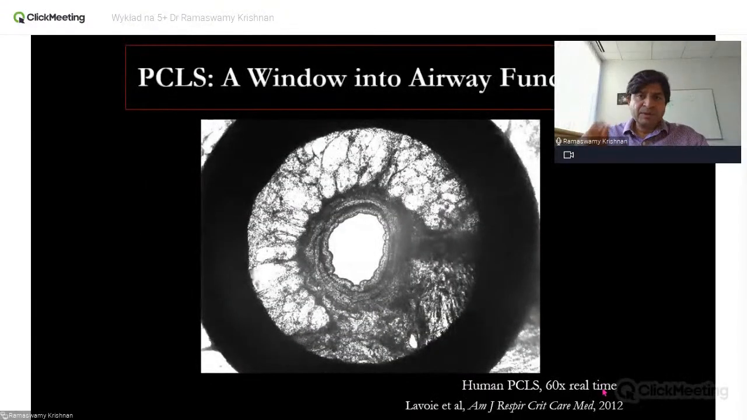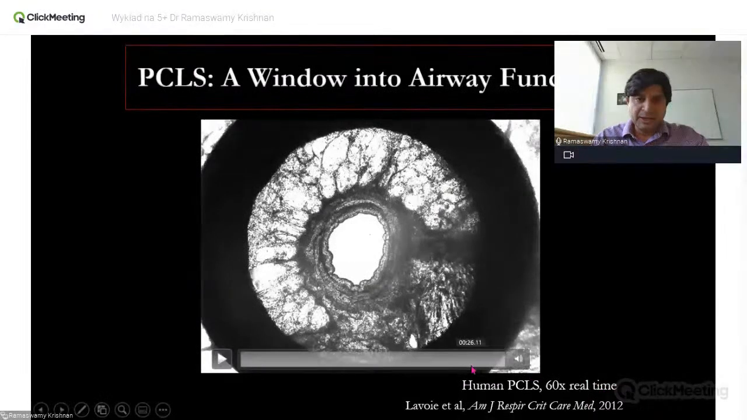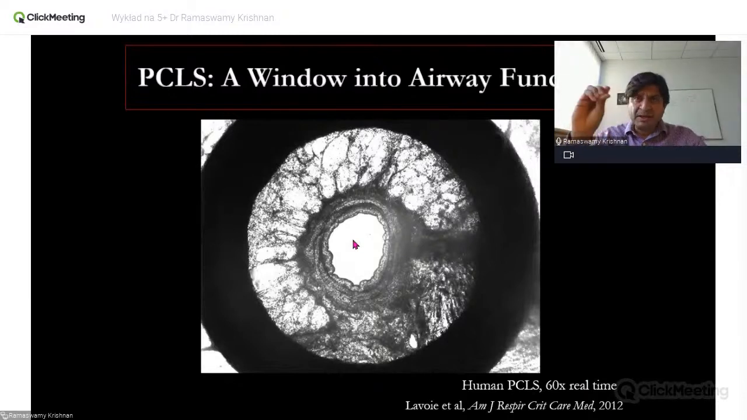But this time, let's look directly at a human airway in a precision cut lung slice. This is a slice of a human lung. It's about 200 microns thick, and we've placed the slice on a membrane in a substrate. We'll come to methods later.